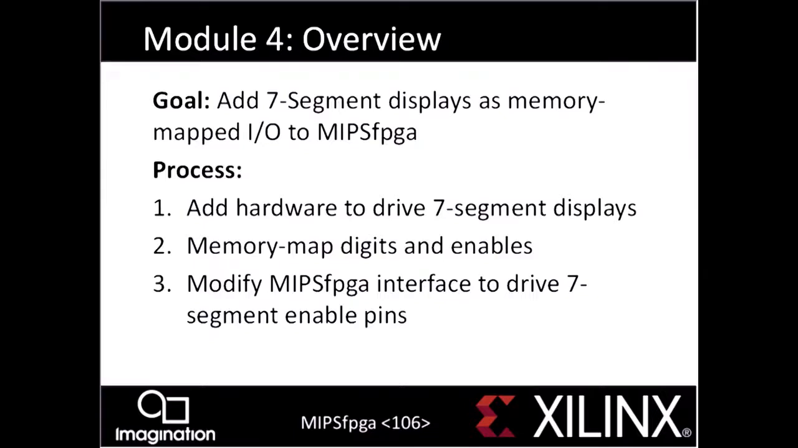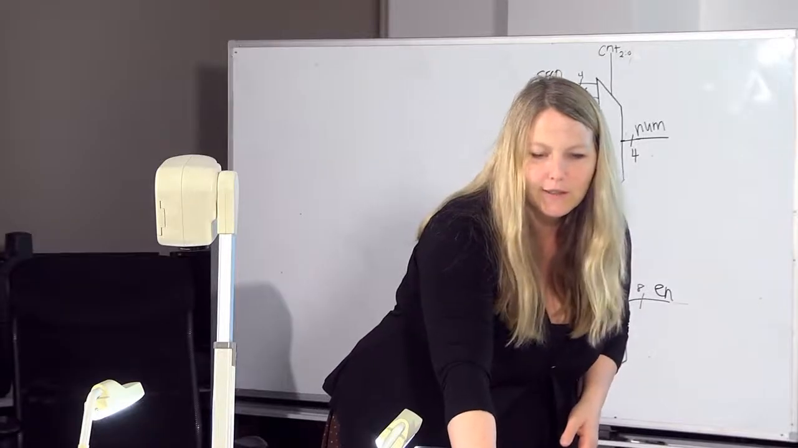So if you want to add an SPI port, it's a similar process. We add the hardware to drive, in this case, the 7-segment displays, memory map the digits and the enables, modify the interface to actually output that to the outputs of the FPGA, connect it to the inputs of the 7-segment displays, and then run it. Okay, so let's look at this process.